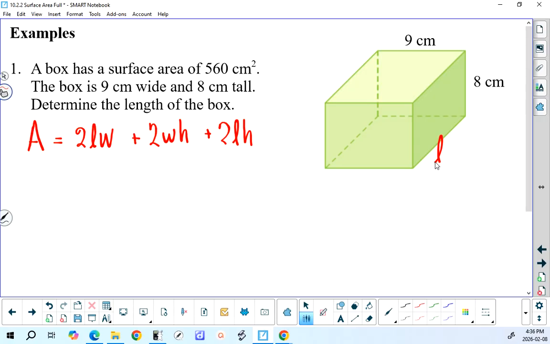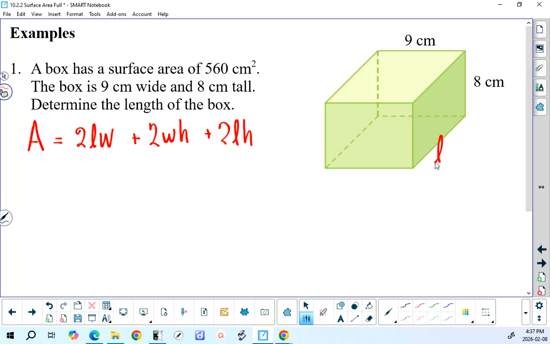If you go back and look at yesterday's example number 1 in the previous lesson, I believe it was 6 by 8 by 9. What we did is we took 8 times 9 and doubled it, we took 6 times 9 and doubled it, and we took 6 times 8 and doubled it. So here's a general formula that we can use to find the surface area.